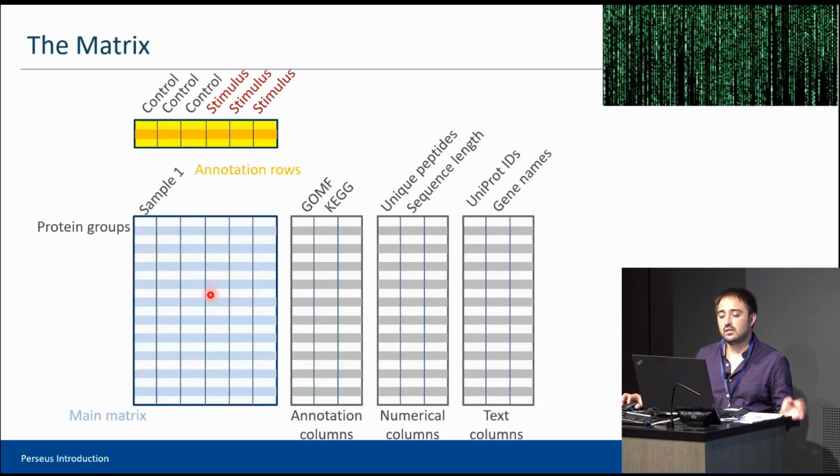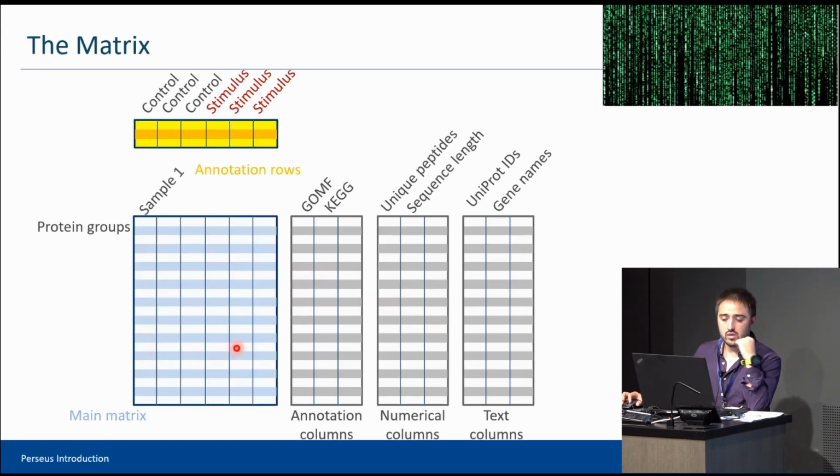Okay, so as I said in the first slide, what is really going through all of this is a matrix. At the end, you are really just applying functions to a matrix. And this is what the main matrix looks like. You have a set of intensities here, and this is the main matrix, the one you are really applying your transformations to. And then you have enrichment, or you have another set of columns. So you have metadata.